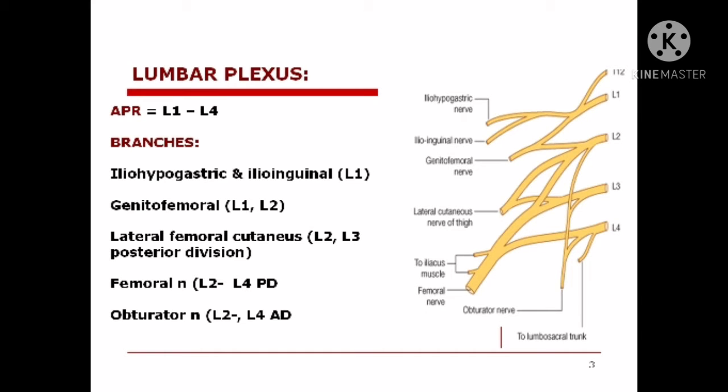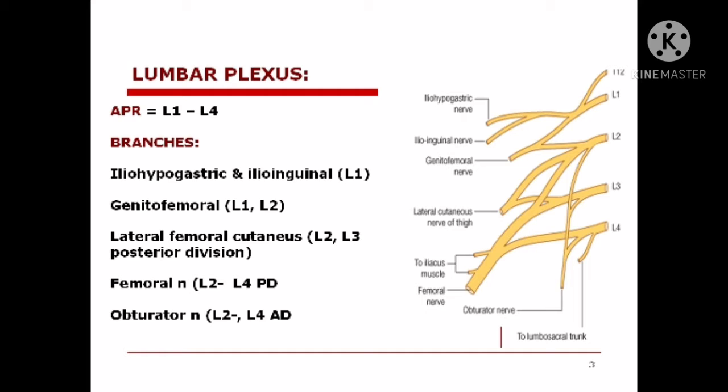Dear students, I hope you remember once I told you in the discussion of the brachial plexus that all the plexuses in the body are formed by the anterior primary rami of the spinal nerve. The posterior primary ramus goes to the back and supplies the muscles of the back and everything along with the skin. Well, here we are concerned with the lumbar plexus.